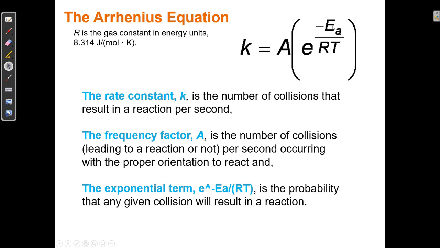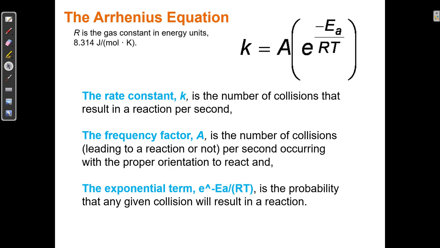We'll look a bit more at this activation energy in a minute. And again, A is the frequency factor. So basically, the rate constant k is the number of collisions that result in a reaction per second. Remember, in a first order reaction, the units of the rate constant are per second. So what that means is the number of collisions per second that result in a reaction.